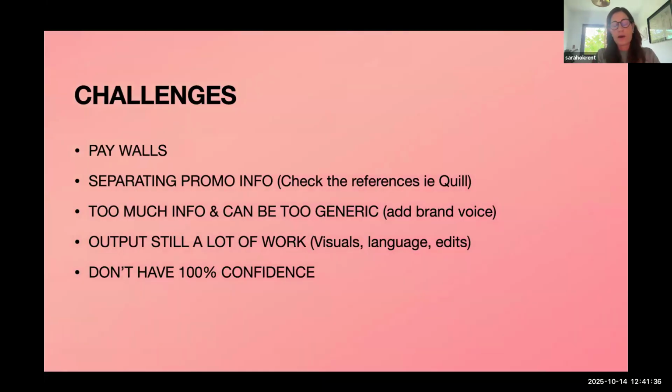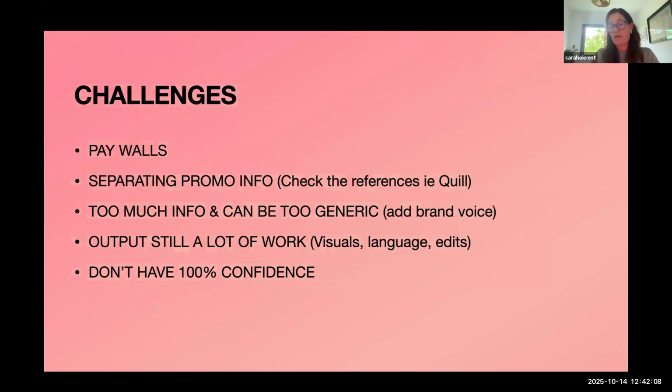I just wanted to include this part as a watch out. The challenges that I had were getting behind paywalls for things that I needed information for, and separating promotional information. It kept giving me this reference for something called Quill, and I was like, ooh, Quill, is that some magazine I never heard of? Turns out it's a podcasting maker company, so of course they're writing about the importance of voice and all that stuff because they're trying to sell themselves. I also thought it could sometimes have too much information and be too generic, so I would need to go back in and add my brand voice.